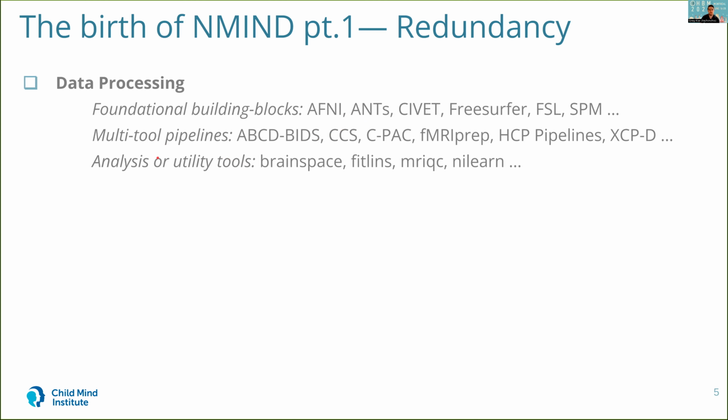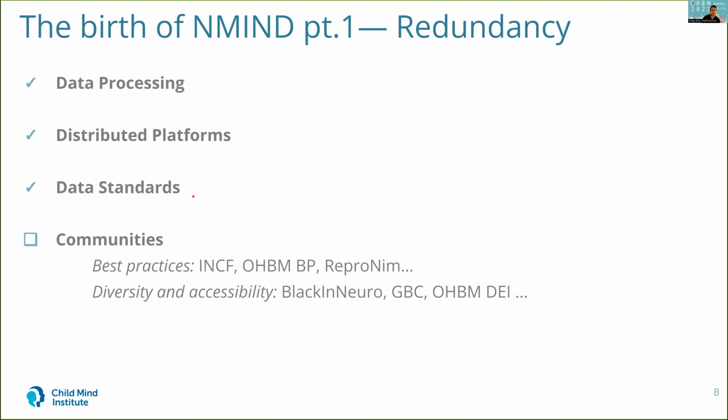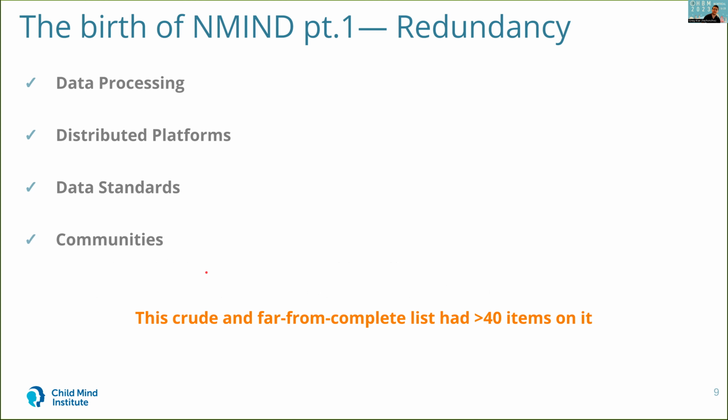Same also goes for data standards. You have SIFTI, GIFTI, MINC, NIfTI, Neurodata Without Borders. There's also the AFNI formats of HEAD and BRIK, and then there's the image and header formats that are used in the older versions of FSL. You have different organization and reporting standards, such as the Brain Imaging Data Structure, Boutiques, COBIDAS, Neuroimaging Data Model. And it continues into communities. You have the INCF, the OHBM Best Practices Committee, ReproNim, Diversity and Accessibility, Black in Neuro, the Global Brain Consortium, again, OHBM's Diversity, Equity, and Inclusion Committee. Now, crucially, this list was crude and far from complete, and it already had greater than 40 items on it.